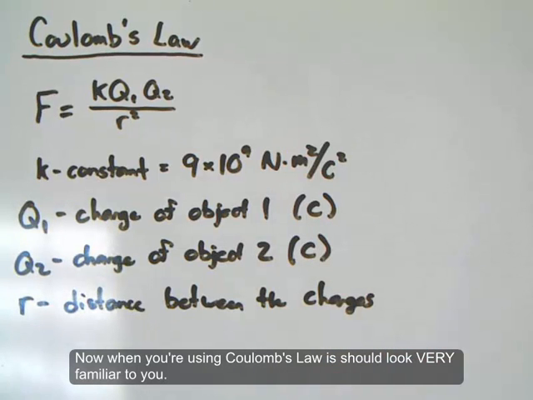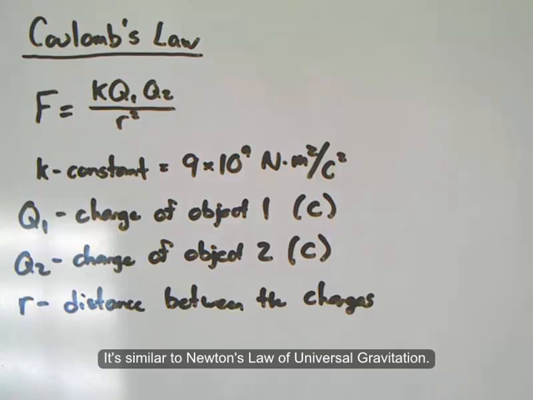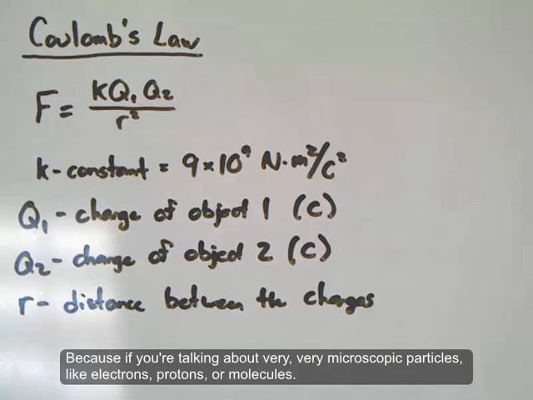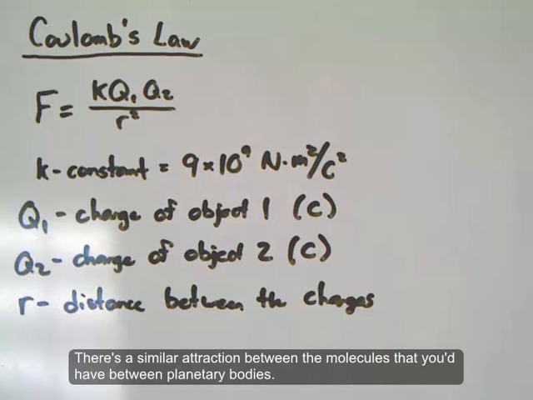Now, when you're using Coulomb's Law, it should look very familiar to you because it is similar to Newton's law of universal gravitation. If you're talking about very microscopic particles like electrons or protons or even molecules themselves, and the number of electrons and protons in those molecules, there's a similar attraction between the molecules that you'd have between planetary bodies.